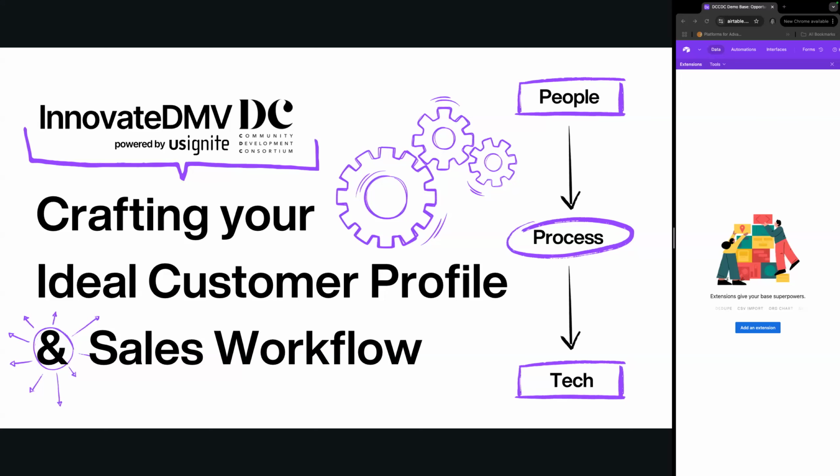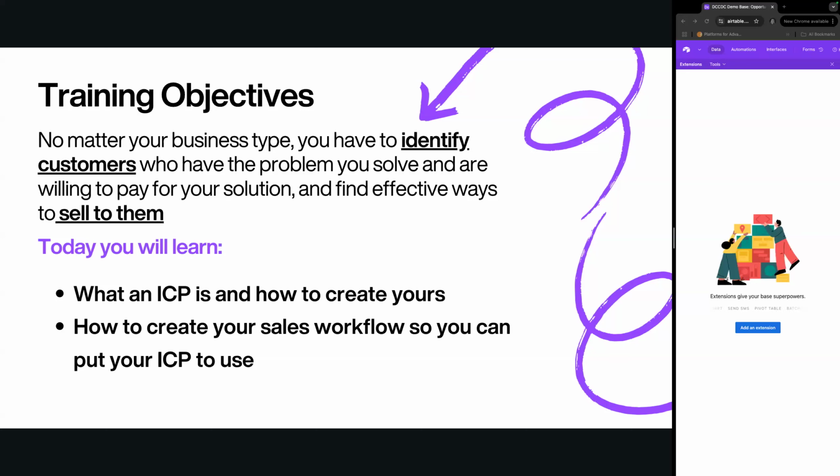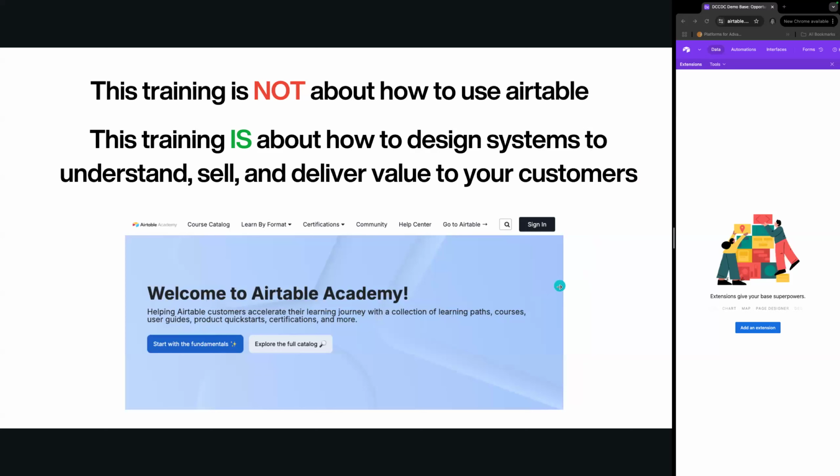This is what we're talking about today, crafting your ideal customer profile and your sales workflow, right? What are our objectives of today? No matter what type of business you are, you have to identify who your customers are and figure out effective ways to sell to them. So today, we're going to teach you what an ICP is and how to create yours. And then how to create a sales workflow so you can take that ICP, take all the work we did today, and put it to use. Remember what I said, this is not about Airtable, it's about training, it's about learning how to design systems to understand, sell, and deliver value to your customers.